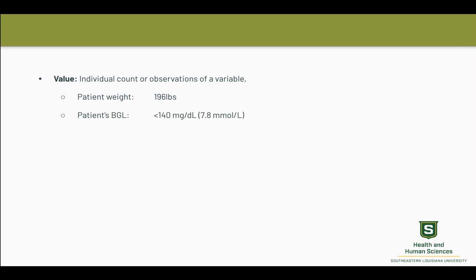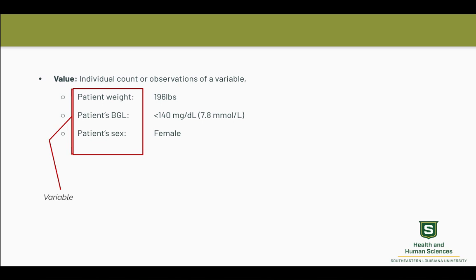And then we also have values. Values are the individual counts or observations for a variable. So variables and values go hand in hand, and I will show you what I mean by that. For example, we have a patient's weight, and let's say this patient's weight is 196 pounds, and their blood glucose level is more than 140. And then we have the patient's sex, and in this case, let's say it is female.